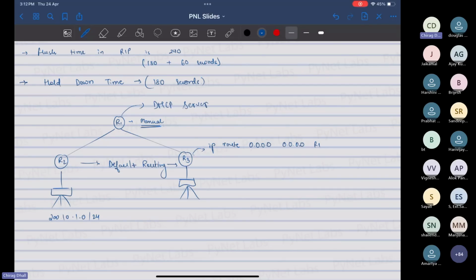Then in that case, I'll have to configure an IP helper address on R2 and R3 so that these routers can take help from R1 when DHCP is supposed to be used. Is that clear? Anuj, try to rejoin the session.